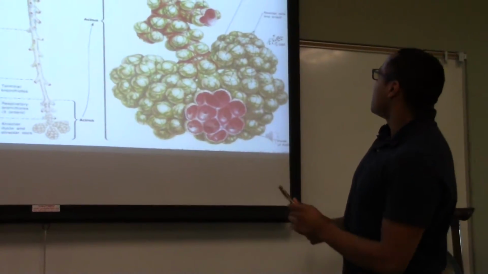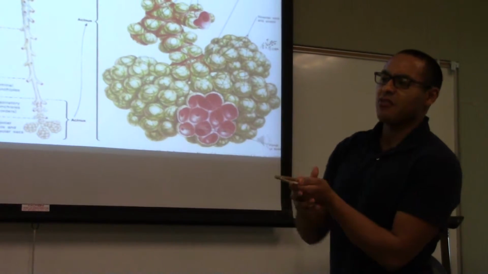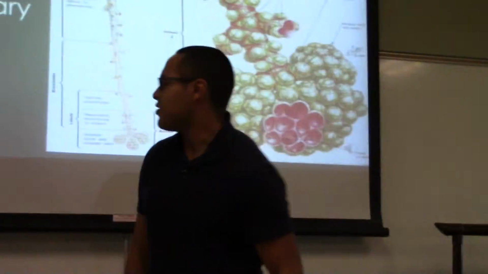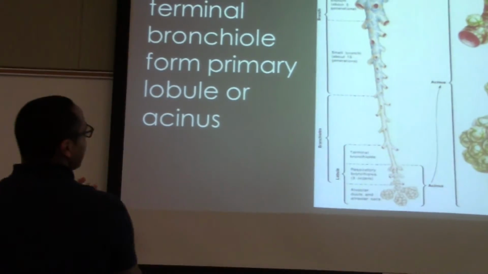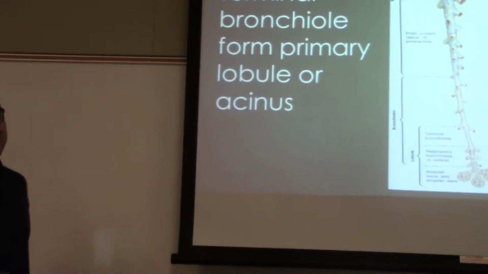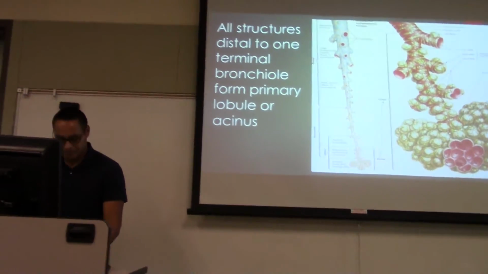So the sacs of grapes on the bronchioles are actually clusters of alveoli. There's about 10,000 alveoli per lobule. And they're called acinus. I like using that word, but I think I use lobule in my presentation. But it's good to know.